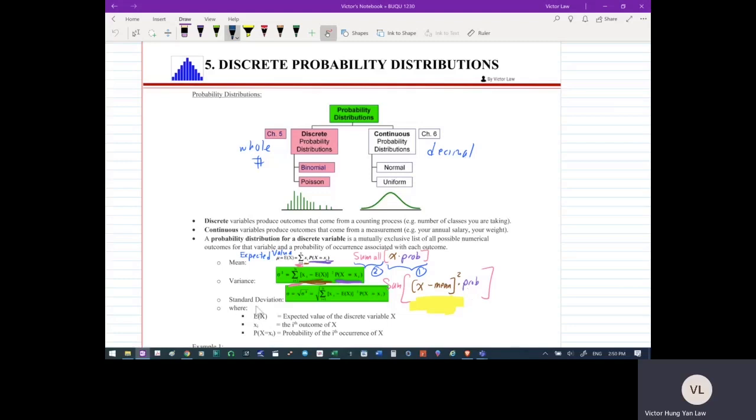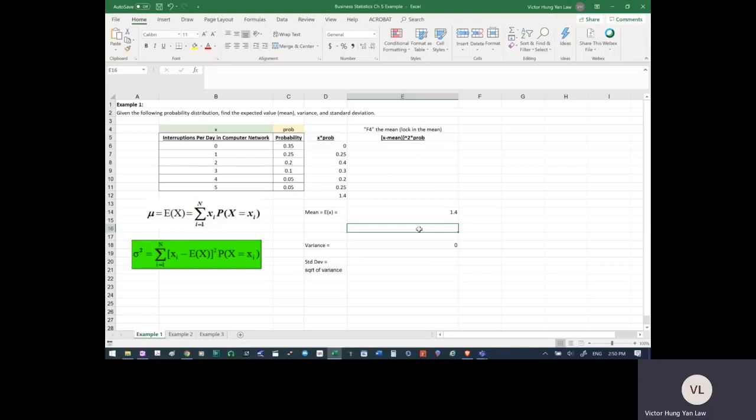And then standard deviation is basically the square root of your variance. So once we calculate the variance, we just square root it, and that will be your standard deviation. So I'll show you how to do that right now. Right now, I'll show you how to calculate the variance and standard deviation.